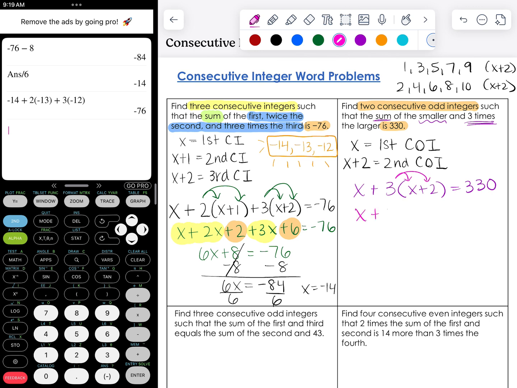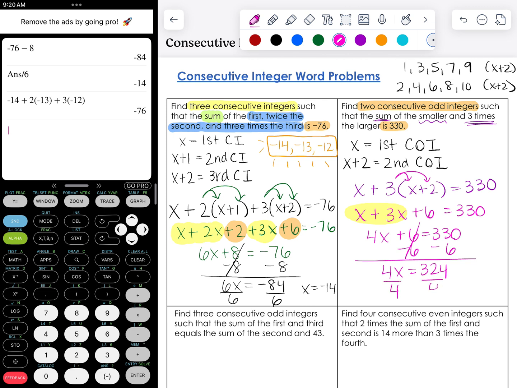Because the larger is an expression, x plus 2, I put parentheses so that I can distribute. Okay, so I've got x plus 3x plus 6 is equal to 330. So now I've got x plus 3x. Well, that's going to be 4x plus 6. Remember, we're combining our like terms. Equals 330. Okay, I'm going to subtract 6 from both sides. I get 4x equals 330 minus 6 is 324. And now I'm going to divide both sides by 4.